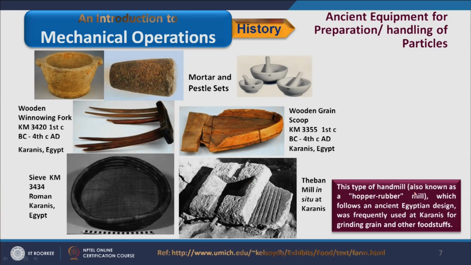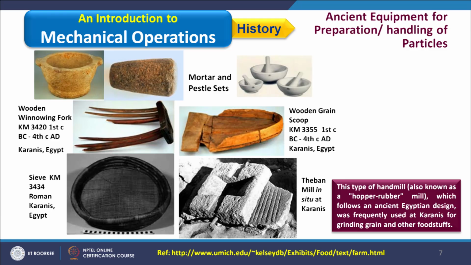So, this type of hand mill, like this Theban mill, also known as a hopper rubber mill, which follows an ancient Egyptian design, was frequently used at Karanis for grinding grain and other foodstuff. Now, if I consider all these examples, these photographs taken during the excavations at Karanis demonstrate that farmers in early 20th century Egypt used methods of grain processing. This testifies that people at Karanis had a good understanding of the mechanics of both grain harvesting and woodworking.